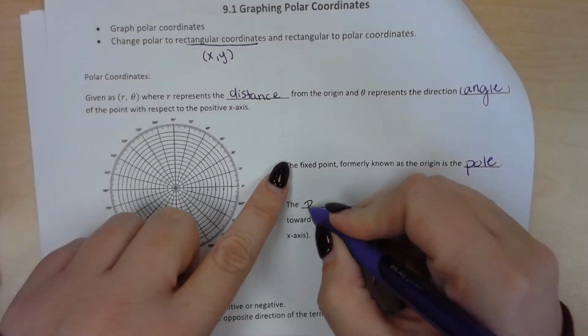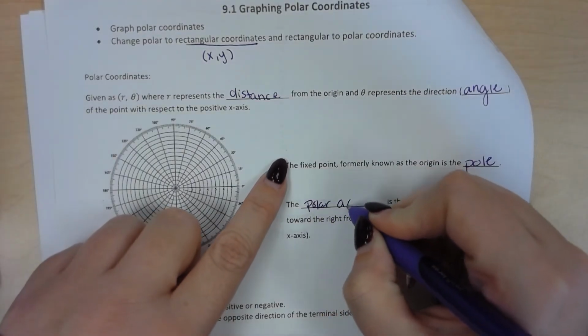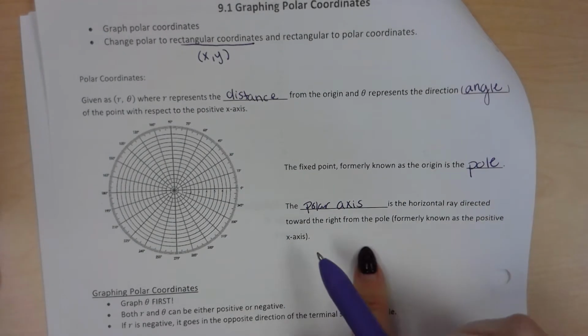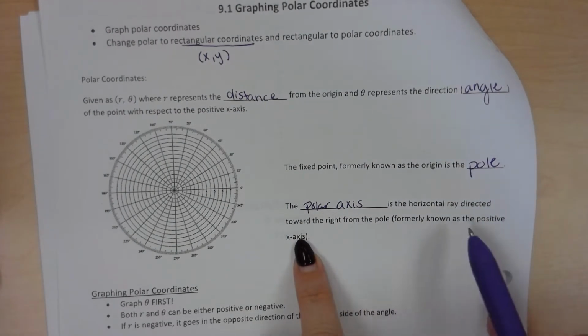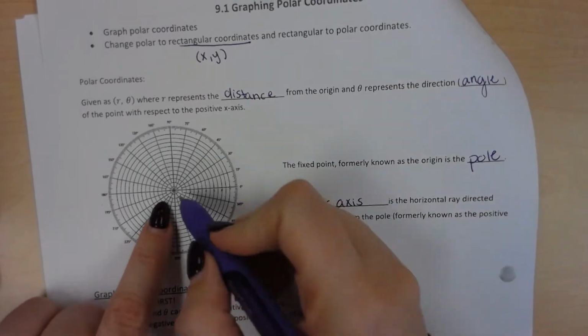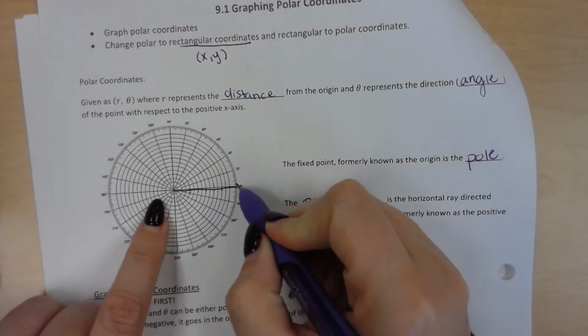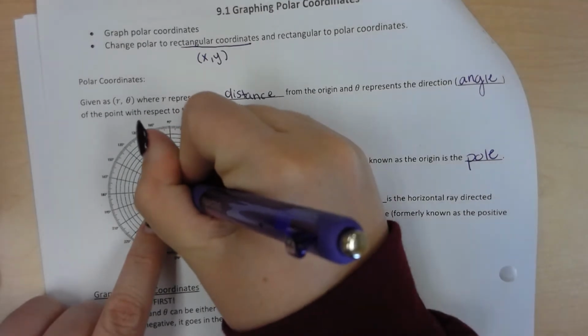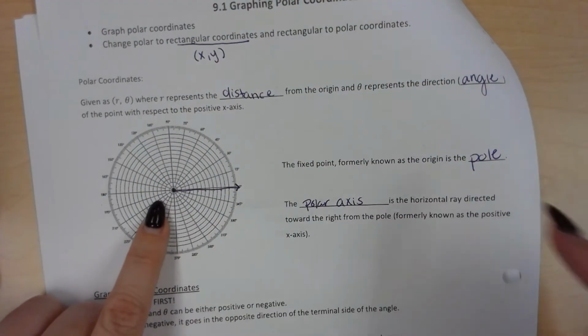The polar axis is the horizontal ray directed towards the right from the pole, formerly known as the positive x-axis. So we call this right here the polar axis, and right at the center, that's the pole.